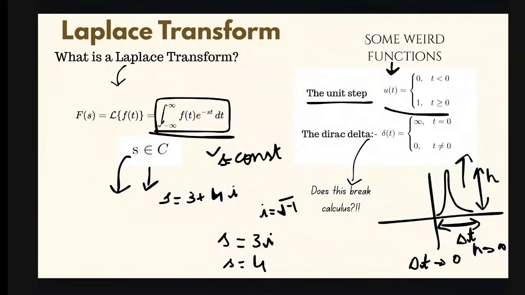So the one that we saw over here is the bilateral Laplace transform. And what do I mean by bilateral? The limit extends from minus infinity to infinity. That means it's a bilateral Laplace transform, or just the regular Laplace transform.